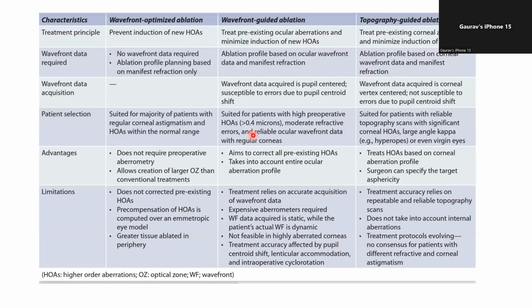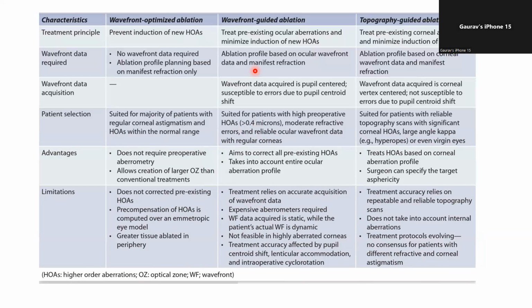The advantage of wavefront guided ablation includes that it takes into account the entire ocular aberration profile. However, there are a few limitations of wavefront guided ablation, topo guided ablation, and wavefront optimized ablation. In wavefront optimized ablation, we do not correct the pre-existing higher order aberrations, and more tissue is ablated in the periphery.